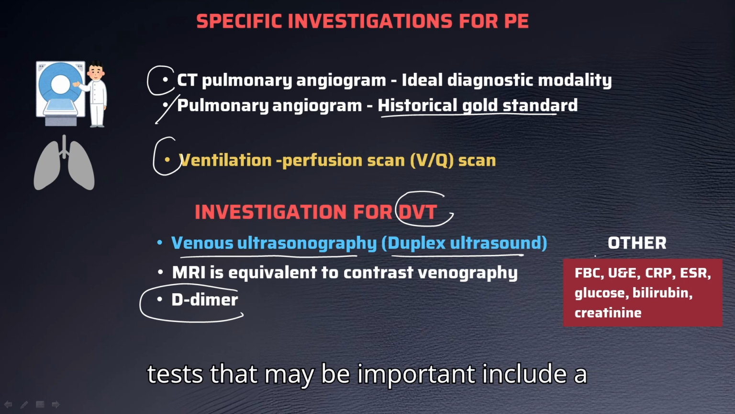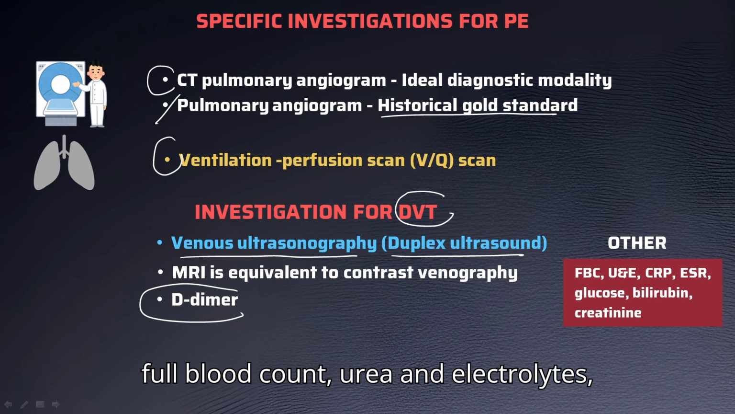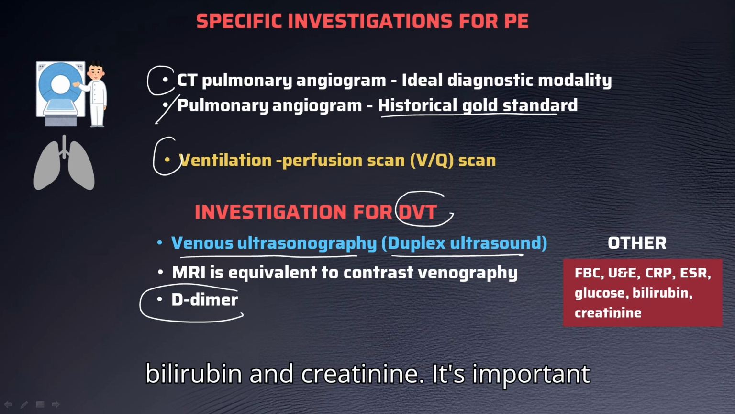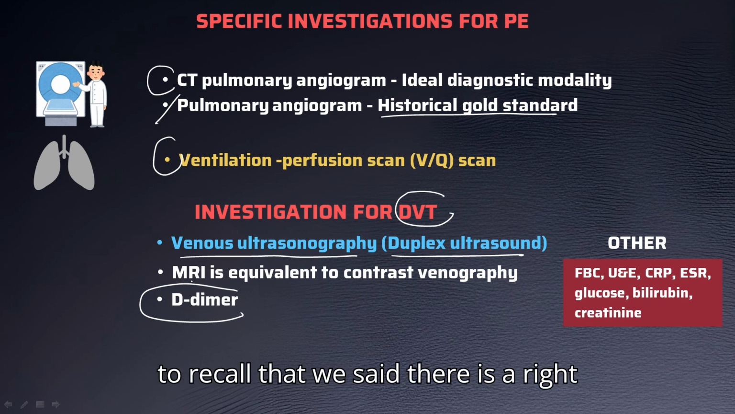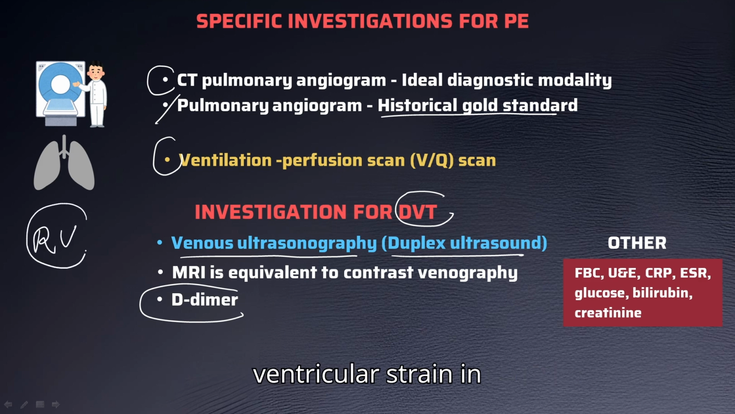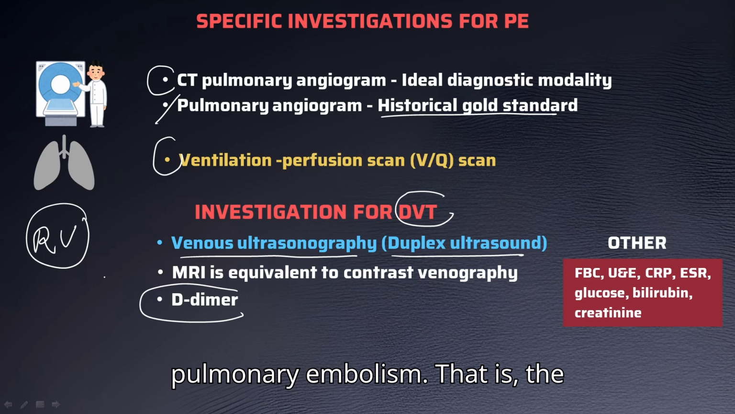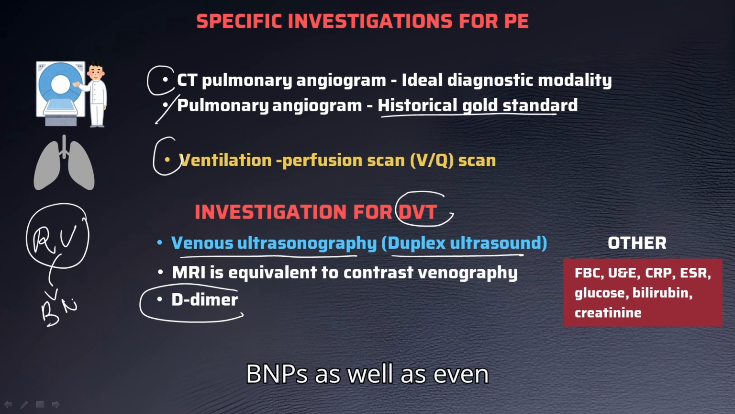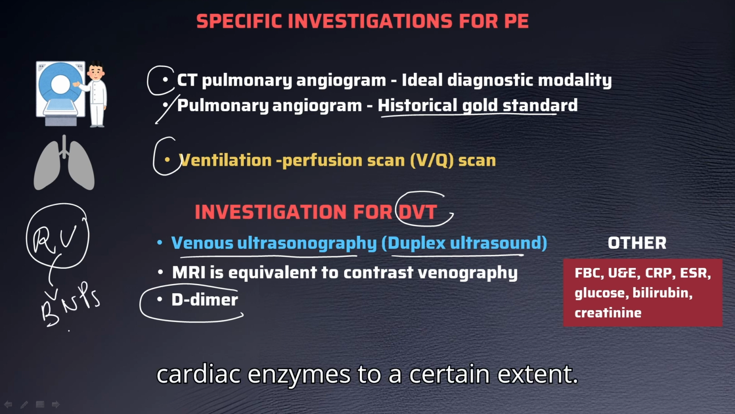Other tests that may be important include a full blood count, urea and electrolytes, C-reactive protein, ESR, glucose, bilirubin, and creatinine. It's important to recall that we said there is a right ventricular strain in pulmonary embolism. That is, the overstretched walls of the right ventricle can release BNPs as well as even cardiac enzymes to a certain extent.